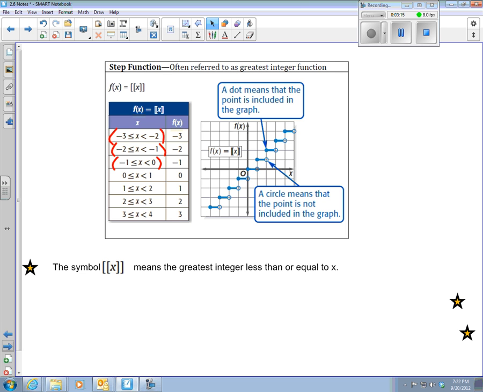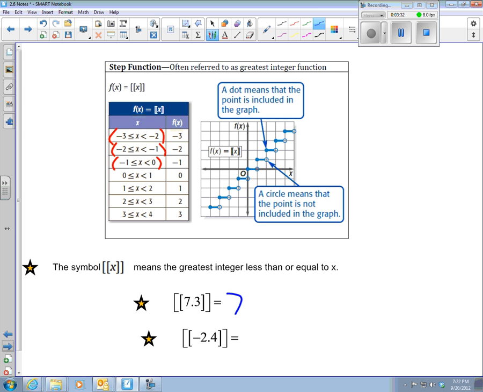So for example, this is the greatest integer of 7.3. What's the greatest integer less than or equal to 7.3? Well, that's just going to be 7. Not 8, but 7. -2.4, the greatest integer of that, would be -3. You've got to think you're going to the left. -3 would be smaller. -3 would be over here. -2 would be over here. The greatest integer less than or equal to -2.4 is definitely going to be -3.